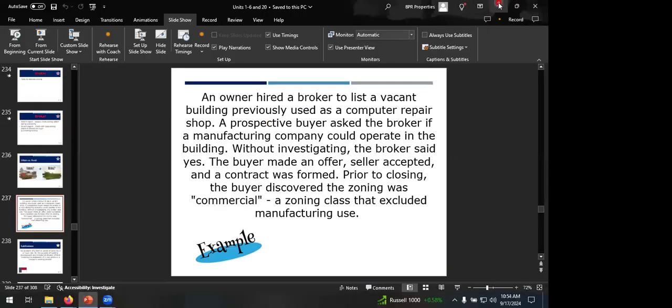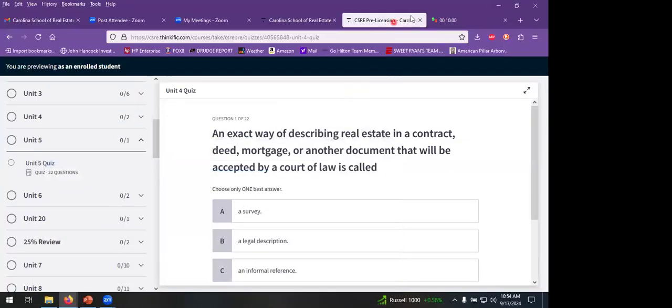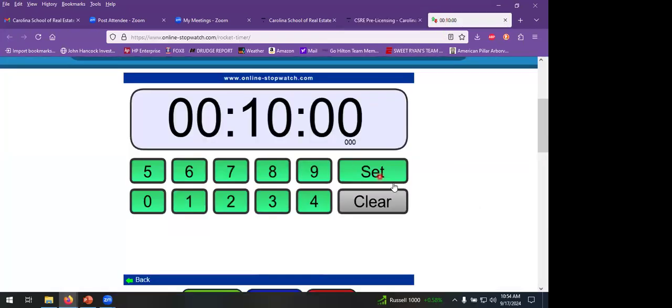Let's take 10. We come back, we're going to talk about subdivisions. We're going to talk about some other public land use controls. And then we get into private land use controls. So we'll keep going in unit 6.